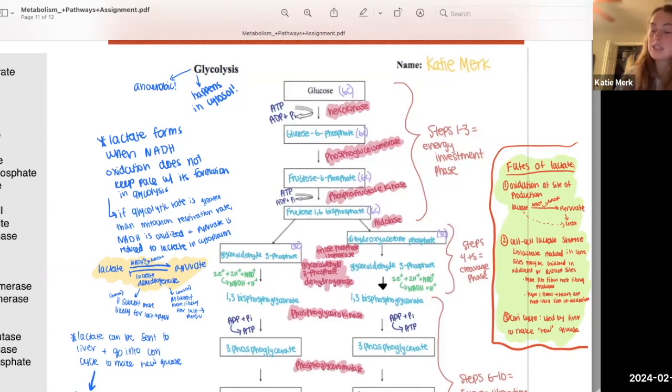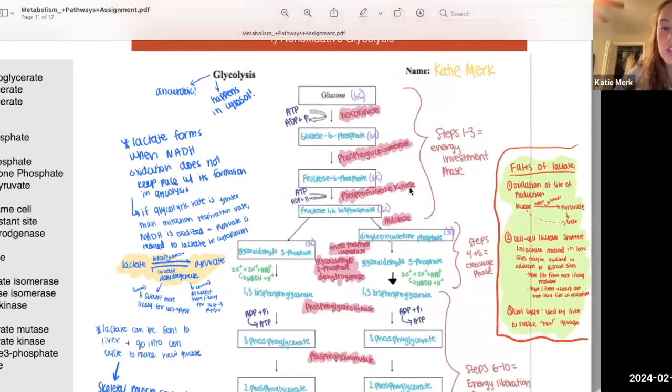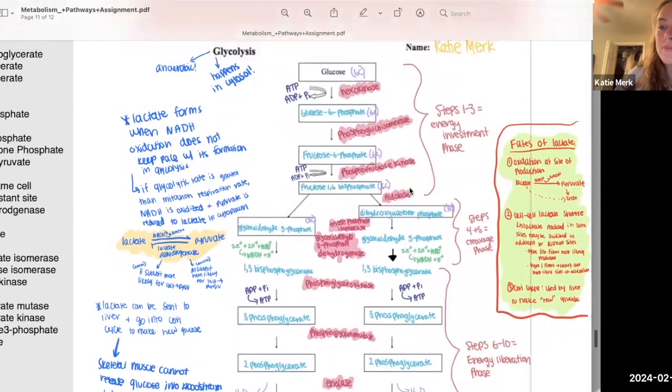So overall, during high intensity interval training, we're going to have improved glycolytic capacity in order to mobilize our energy stores more efficiently, as well as go through glycolysis more efficiently when we have high energy demands.